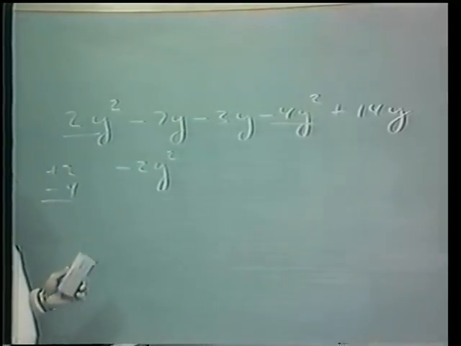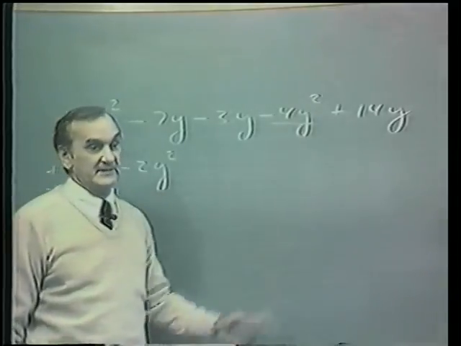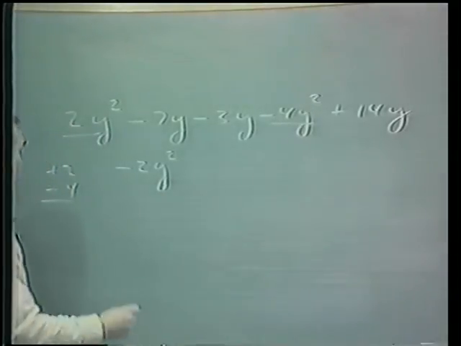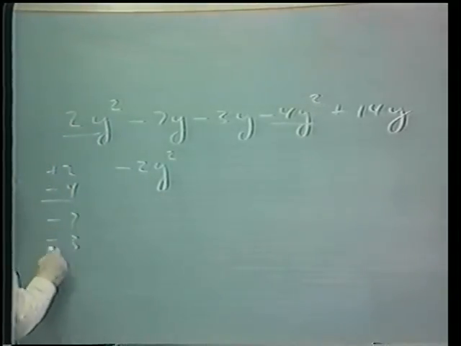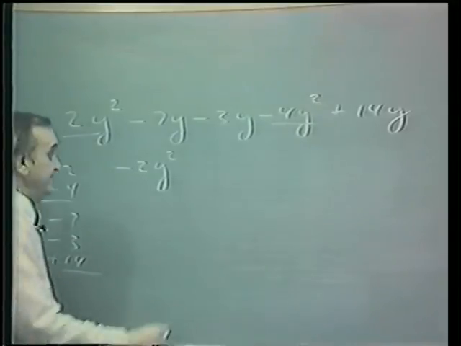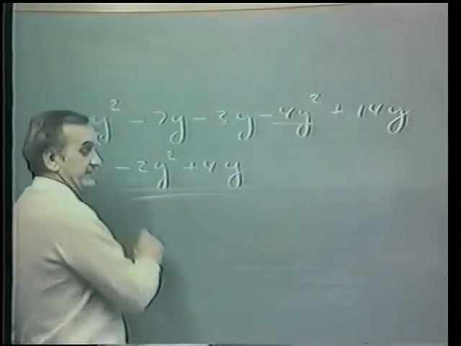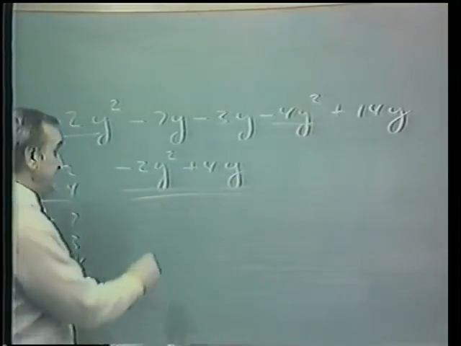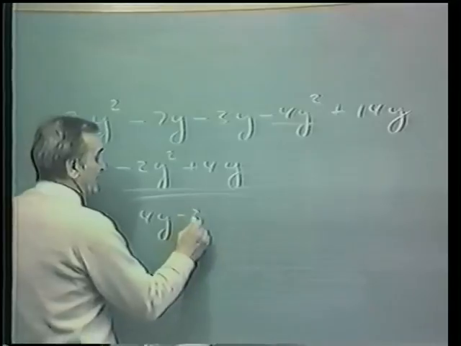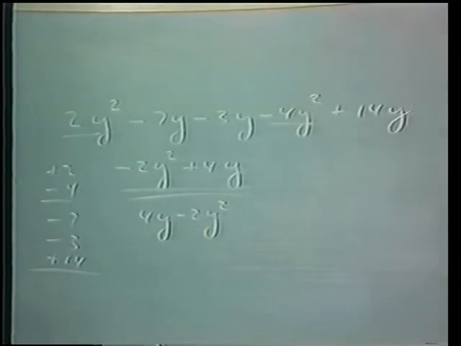Here we're talking about y squares. Our next label is y. There are three terms that contain y as a label. So we add their coefficients, negative 7, negative 3, and a positive 14. Addition of signed numbers. We have a negative 10 and a positive 14 gives us a positive 4y. And there's our answer. Again, I like to emphasize, you can write this as 4y minus 2y squared. They are exactly the same answer.